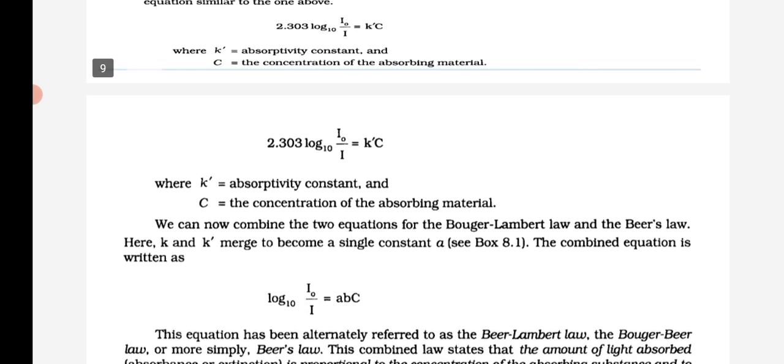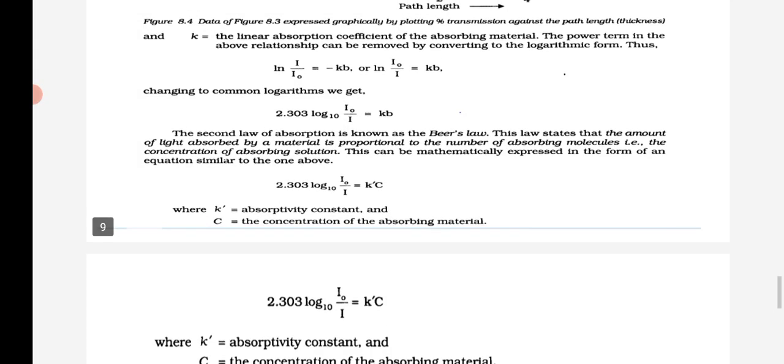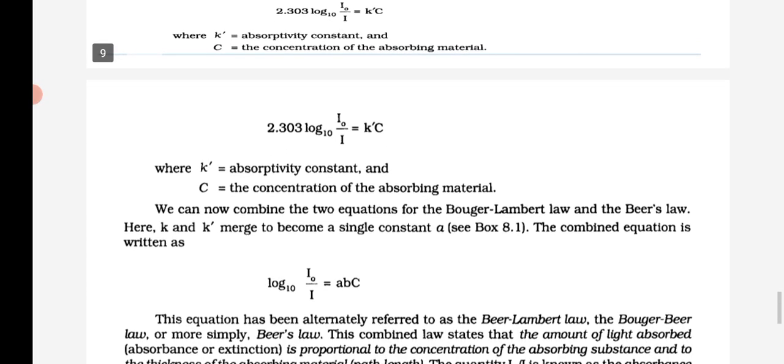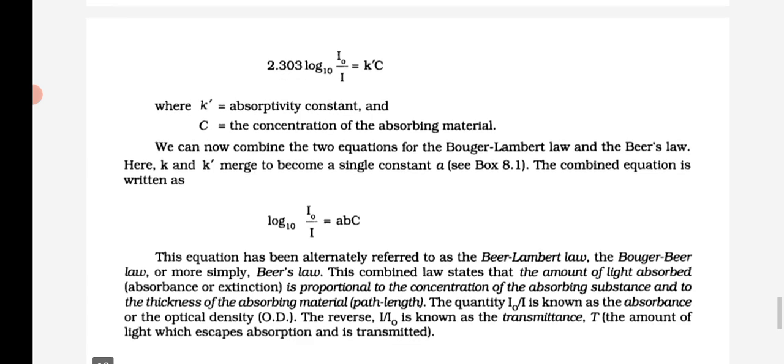So Beer's law as well as Bouguer's law combine to form one equation, log10 I0 by I equals ABC. How is this equation produced? The first equation has kb and the second has k dash c, and finally they are merged to form a single constant, a. The 2.303 cancels, giving log10 I0 by I equals ABC.